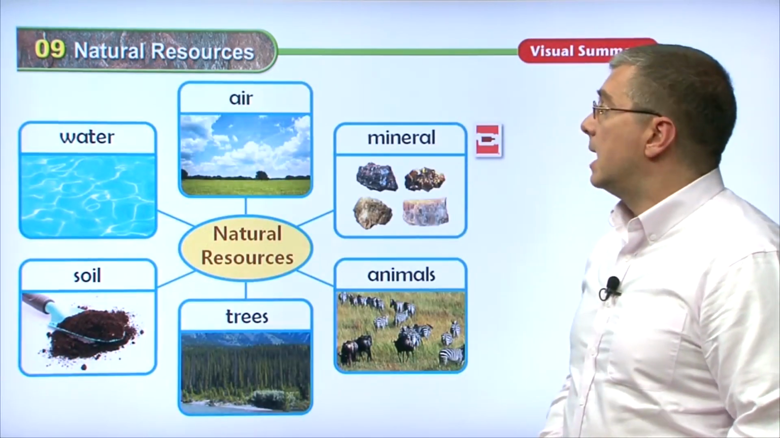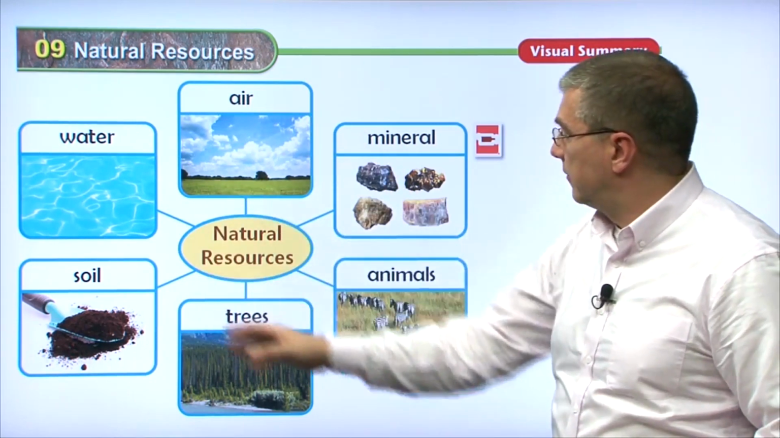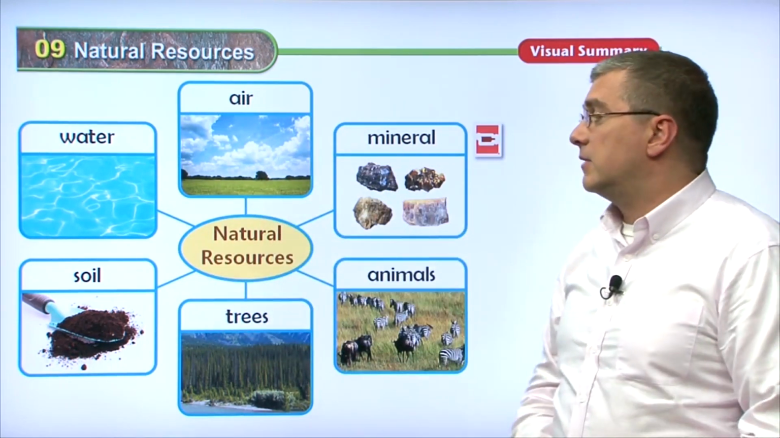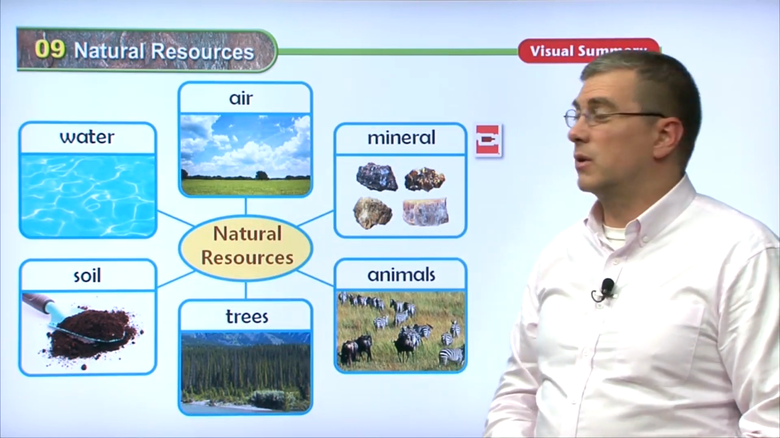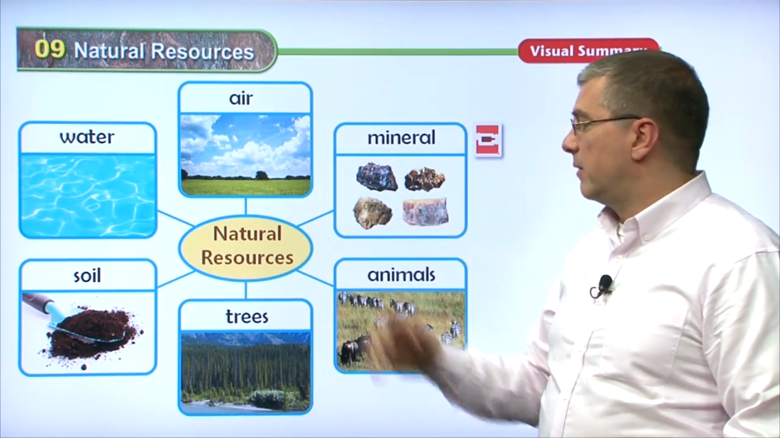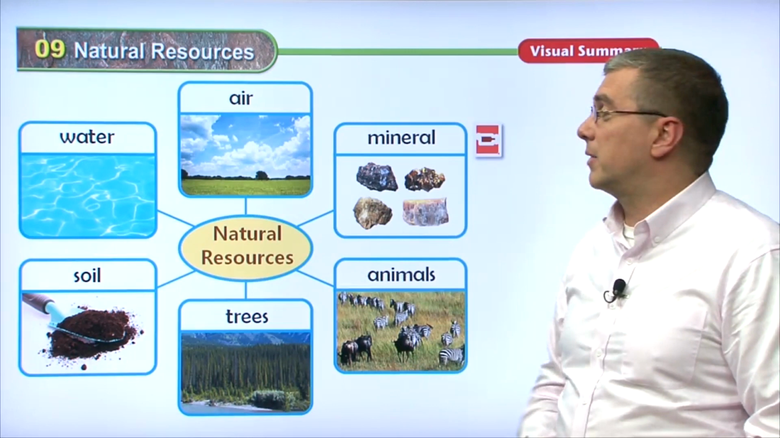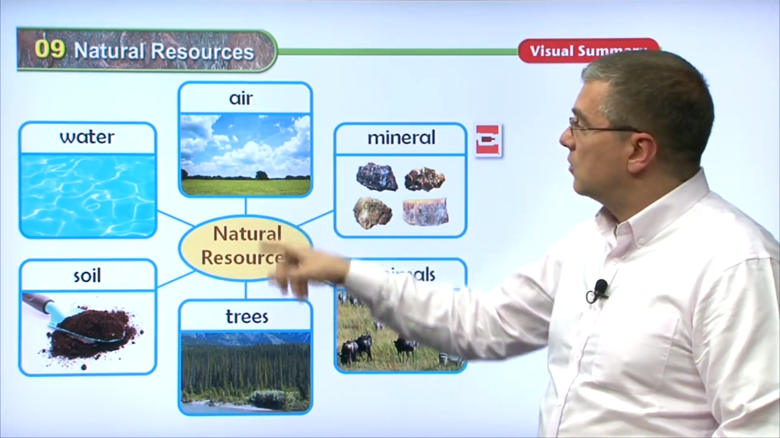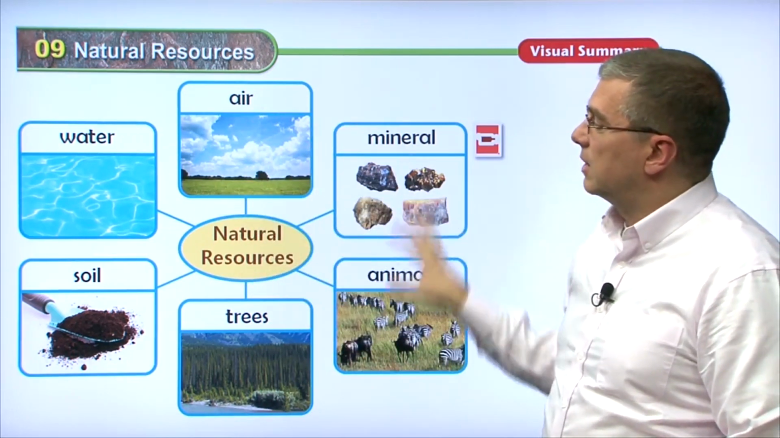Okay. Now let's take a look at a chart for natural resources. These are a lot of different types of natural resources. Most of them we've covered. Some of them we really didn't talk about, but let's talk about them now. We have very interesting natural resources, lots of different natural resources here.